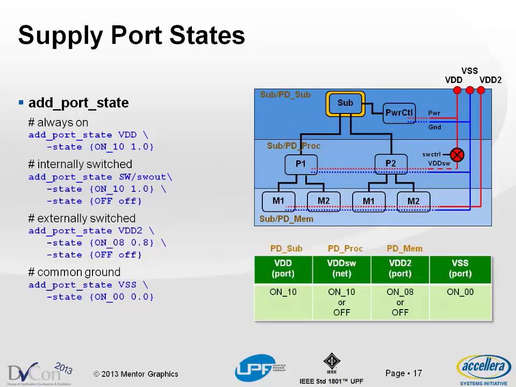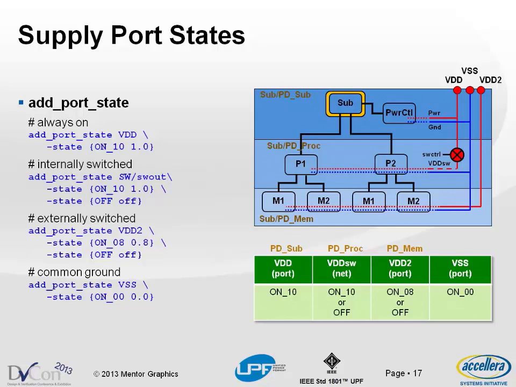So if you look at it, these are the sets of states that we can have for the various supply ports, and in this case I'm referring to the switched supply net as opposed to the output port of the switch, but they're equivalent. And if you take a close look, you can see that VDD is the main supply for the PD sub domain. The VDD SW is the main supply for the PD proc domain, and the VDD2 supply is the main supply for the PD-mem domain. So in effect, these supplies correspond to the domains.